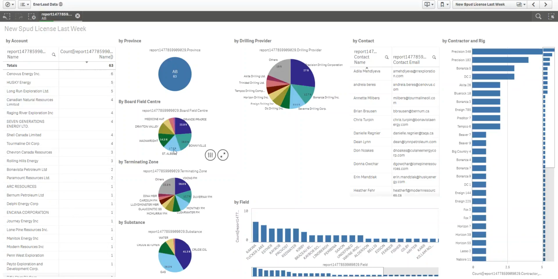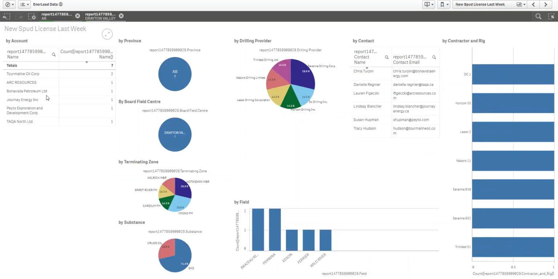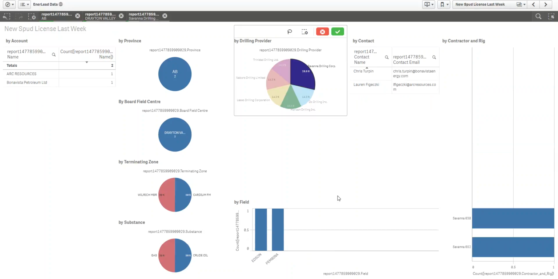I can also break it down by area. I'm in Alberta. I could say, let's take a look specifically at Drayton Valley. And then here are the companies that are drilling in Drayton Valley. And I might want to know which company is working with which rig provider. So I could say, let's go look at Savannah.